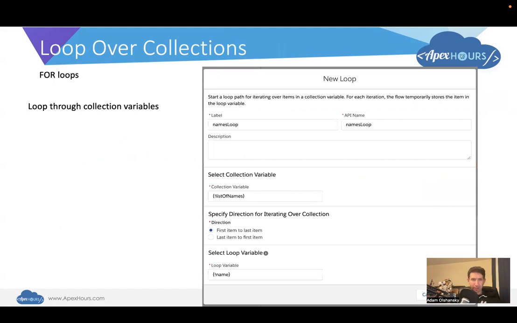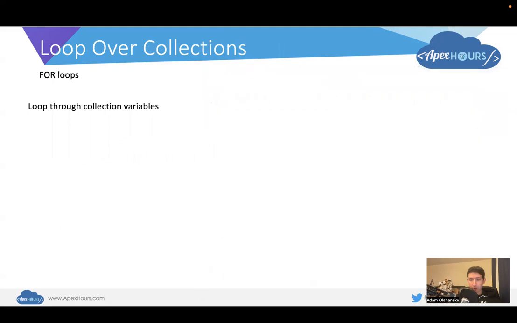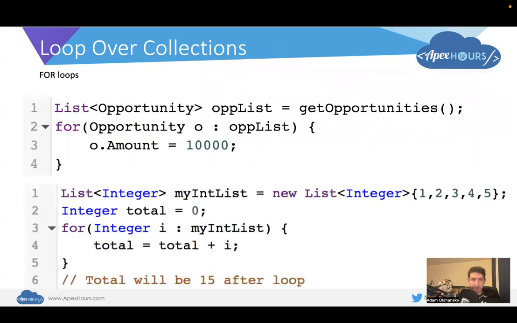Right, I talked about this a little bit. This idea that we can loop over collections in our flow, and we can also loop over collections in our Apex. And those are going to be what are called for loops, and they're going to have the keyword for. So let's take a look at our loops here.